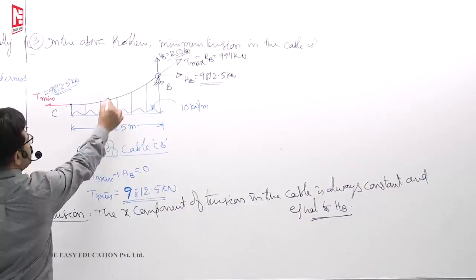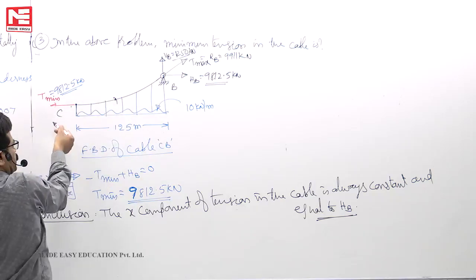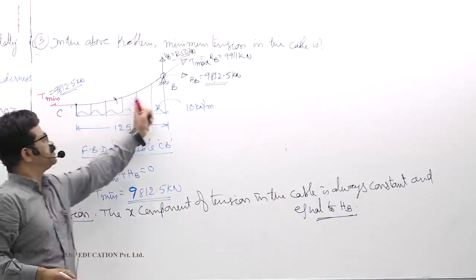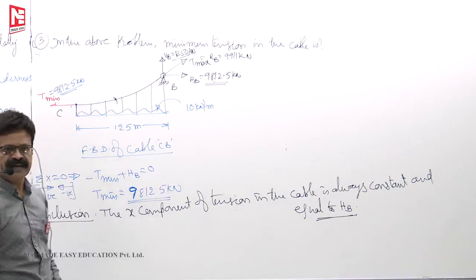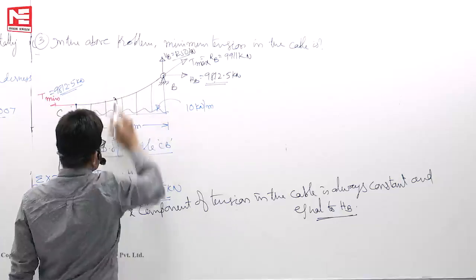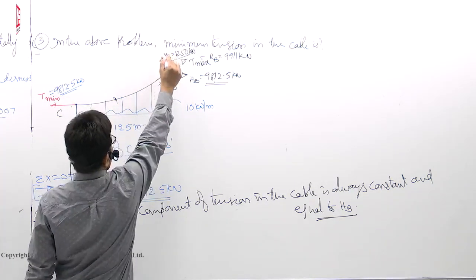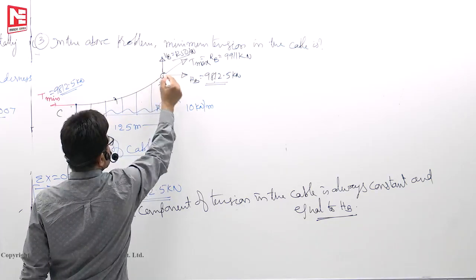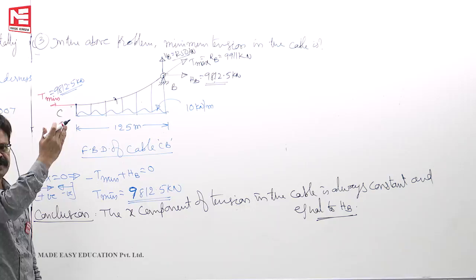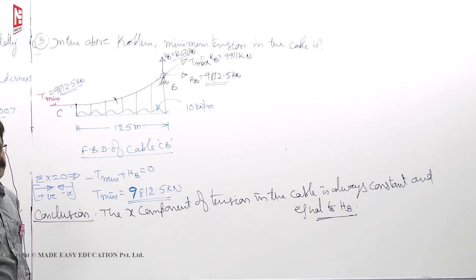Wherever you cut the cable, the tension will be like this, whose x component must balance HB, and the y component must be balanced by the load you are taking. So why is the maximum here? The 1250 kilonewton downward load is balanced by the upward component to keep equilibrium. That's why tension is maximum here. At the lowest point, there is no y component, so naturally only the horizontal component acts, and minimum tension will develop.